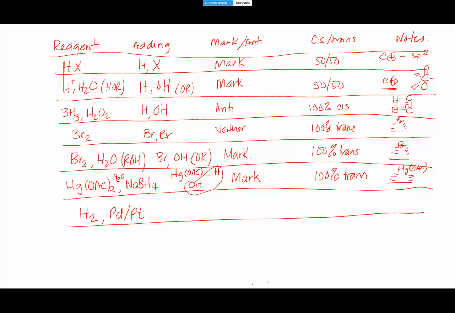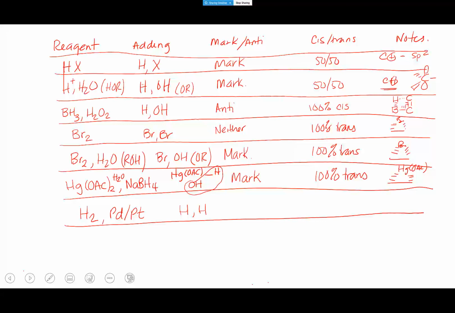So when we add hydrogen, two H's, okay? Markovnikov, anti-Markovnikov? Neither, because it's two of the same groups. So it's neither Markovnikov or anti-Markovnikov. 100% cis, 100% trans. 100% cis.